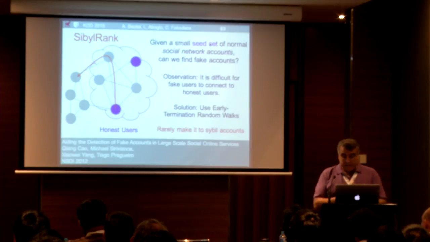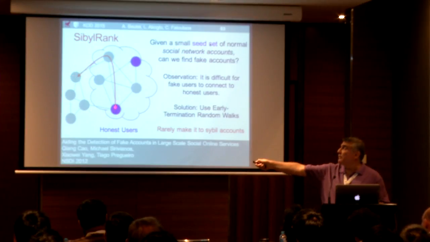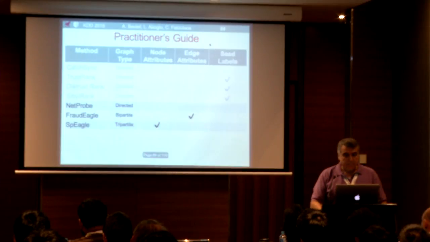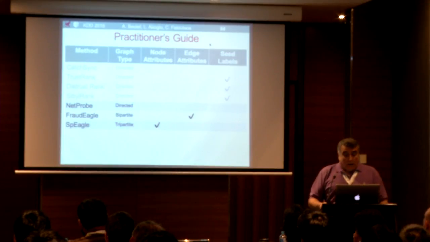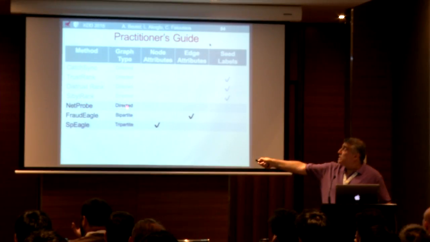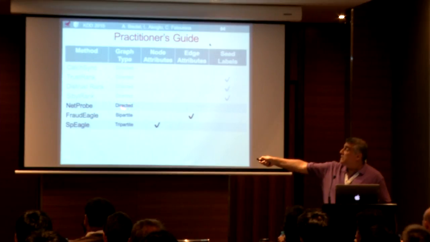Bad addresses have very small probability of being reached, right? Because they're far away from the trusted edges, right? So now we'll talk about NetProbe, which in the layout that Alex presented in the beginning, this is a directed graph.